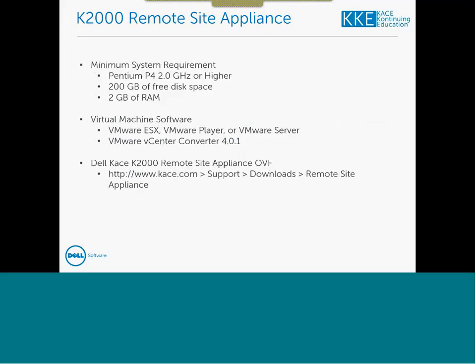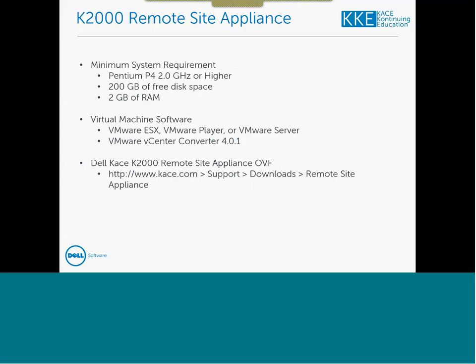So the requirements, since it is an OVF, are simple. You'll see that they're very modest. We need a Pentium 4 with 2 gigahertz or higher. We need 200 gigabytes of free space and 2 gigabytes of RAM. For the virtual machine software, it runs on ESX, it runs on VMware Player or VMware Server, and we need a VMware vCenter Converter. So the requirements are extremely simple. So cost, again, can be minimized. Of course, optimum performance would require a bigger server, but again, you can have just a machine, an old Optiplex lying around, and it will perfectly do its work.